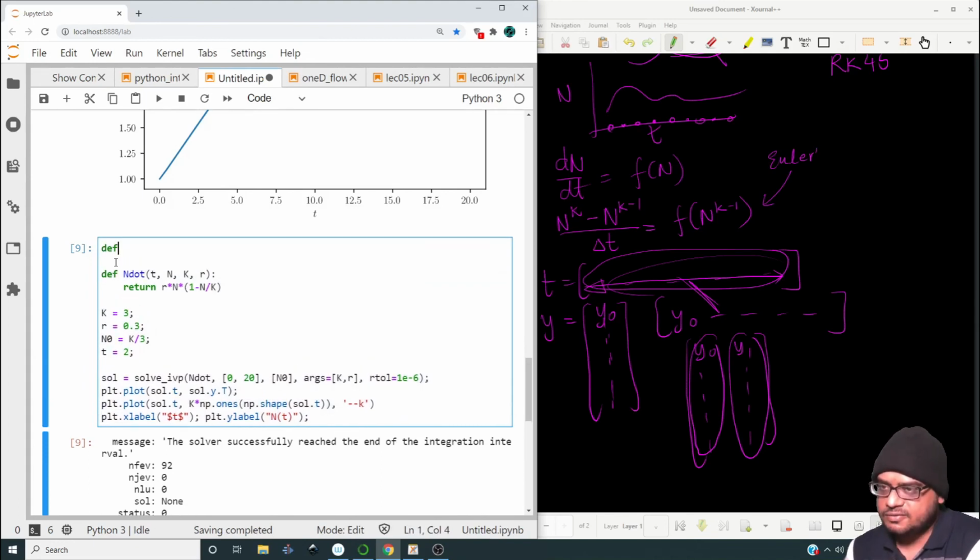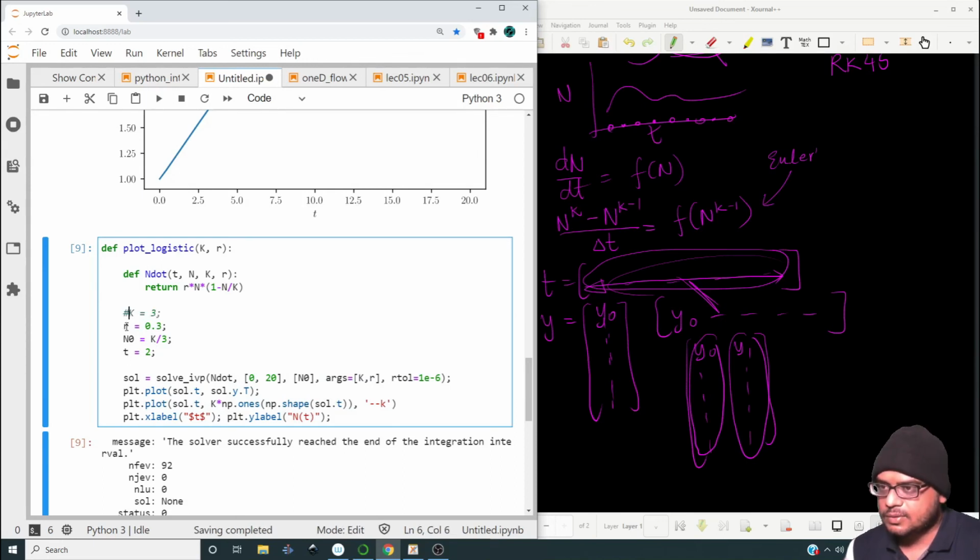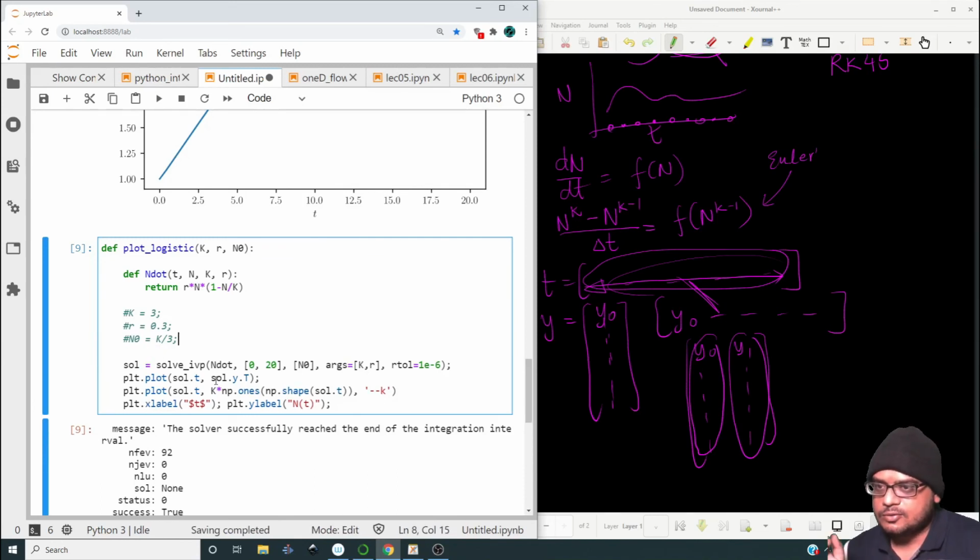So let us say def plot_logistic, and let us pass k and r as the two inputs to the function. Let us indent everything inside the function because we want everything inside the plot_logistic function. Let me comment out k and r. In fact, let us take n0 as an input as well, so let me comment out this particular thing too. For t, it makes no sense, so let us remove this line.